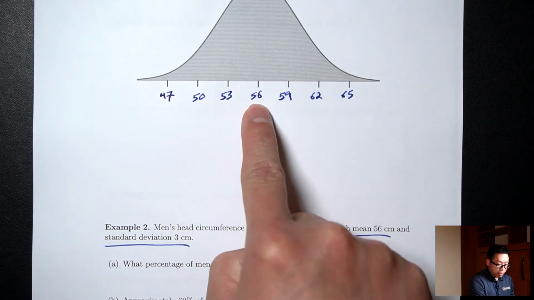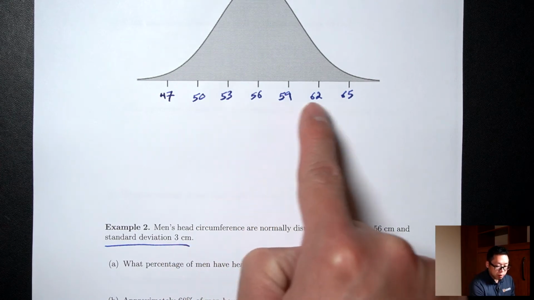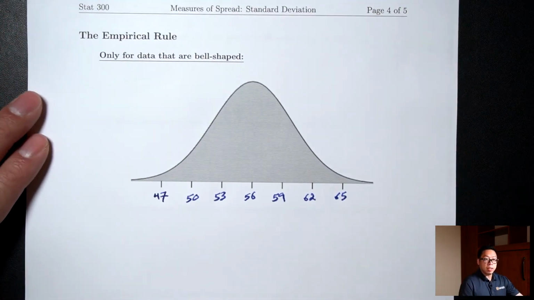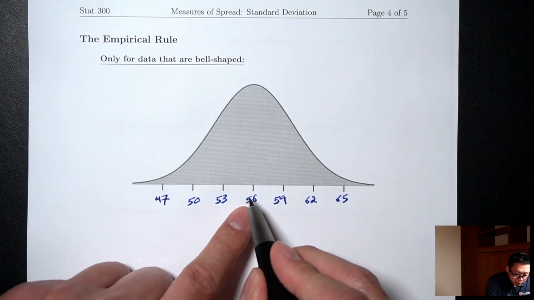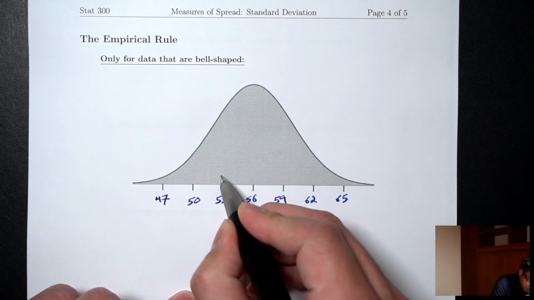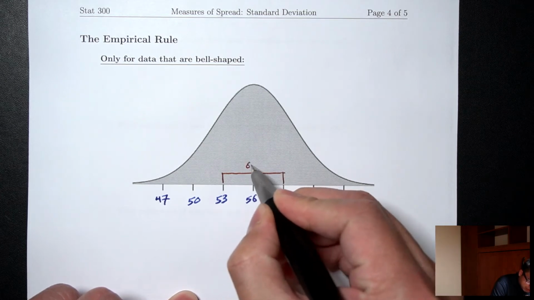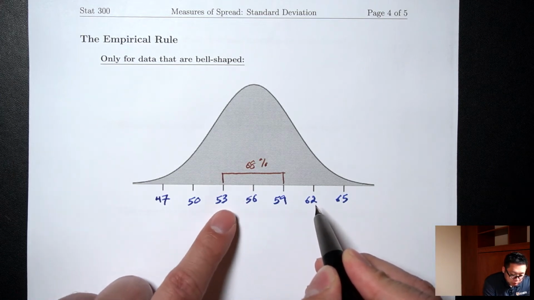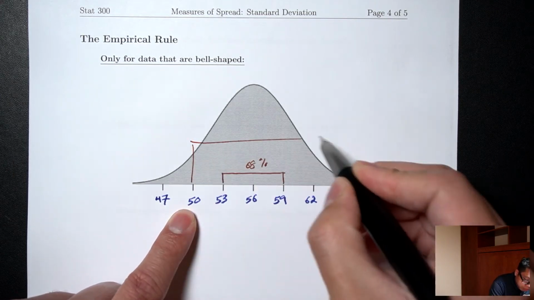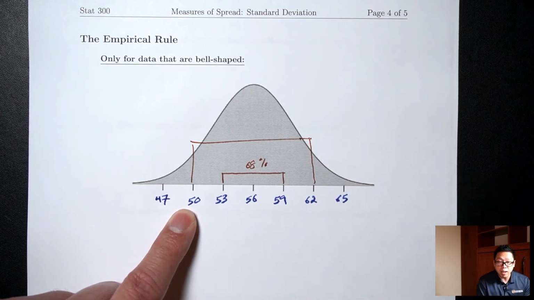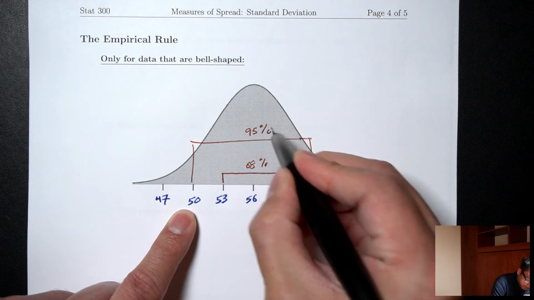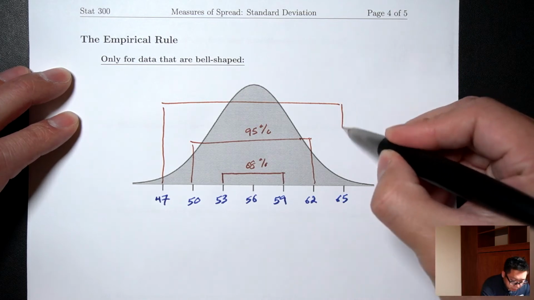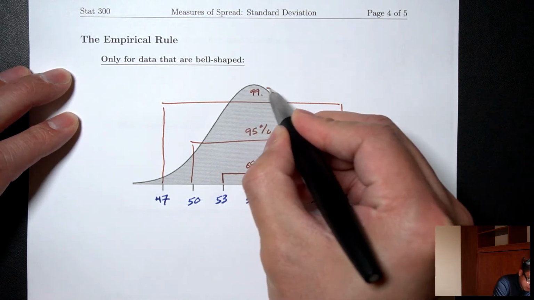So put the mean in the middle, and then use your standard deviation and add up 3 times, subtract down 3 times. And what the empirical rule says is that between one up, one down from the mean is 68% of your data. Between 2 up, 2 down is 95% of your data. Between 3 up, 3 down is 99.7% of your data.